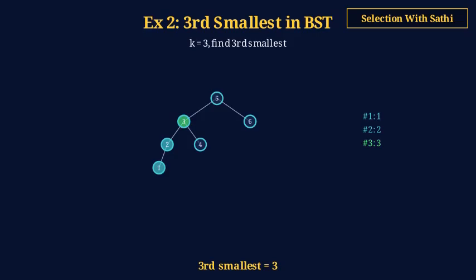Pop 10. Count is 2. Not 3. Move right to 15. Push 15, no left child. Pop 15. Count is 3. Equals K. Return 15. We only visited 3 nodes in sorted order, 5, 10, 15. Stopped early without traversing the entire tree.